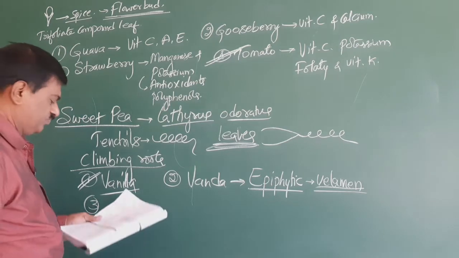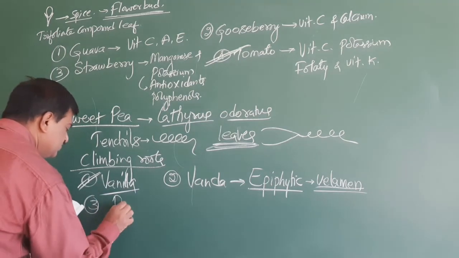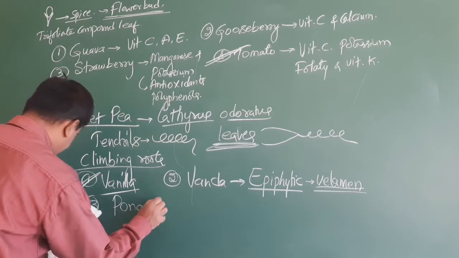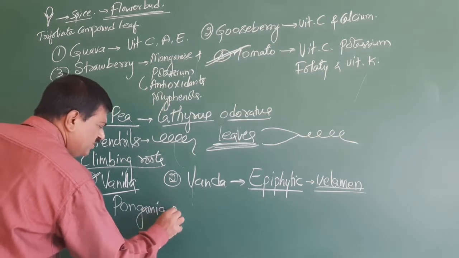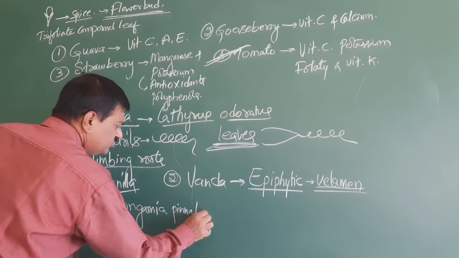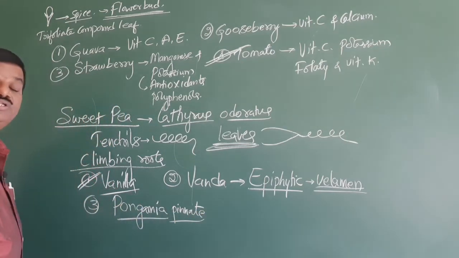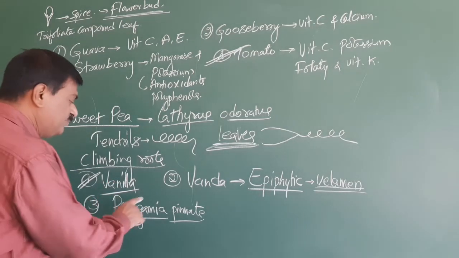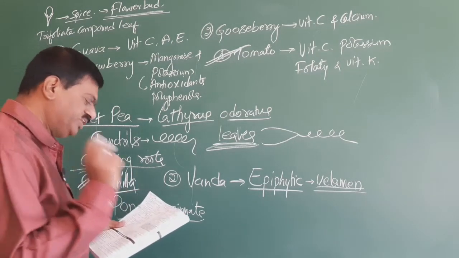And the third one is called as pongamia. So we know that Pongamia pinnata. In Kannada we use the word honge mara, Pongamia pinnata. So this is a tree.